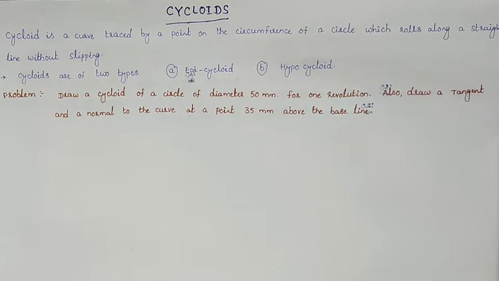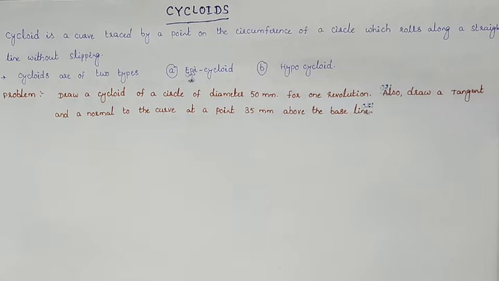Okay. Now we are going to solve one problem. Example for the cycloid: draw a cycloid of a circle of diameter 50 mm for one revolution. Also draw a tangent and normal to the curve at a point 35 mm above the baseline. This is the data they are giving in our problem.